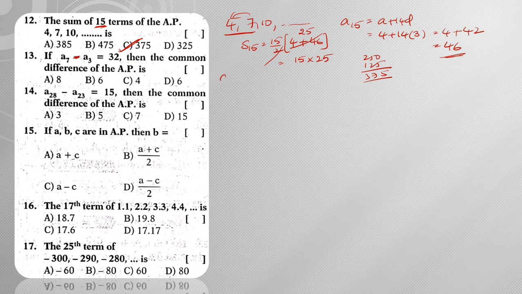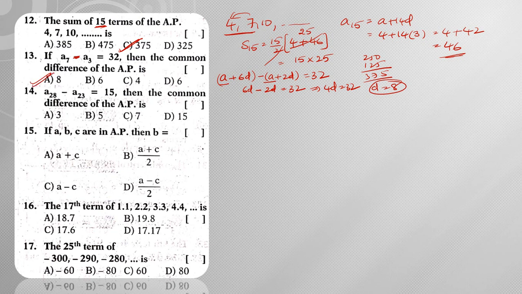So already we know the a7 formula. A7 is nothing but a plus 6d, minus a3, which is nothing but a plus 2d, is equal to 32. Now when you open up the brackets, this a and this minus a will get cancelled. Then I am going to have 6d minus 2d is equal to 32. 6d minus 2d is nothing but 4d is equal to 32. So from this d is equal to 8. Hence the common difference is 8.